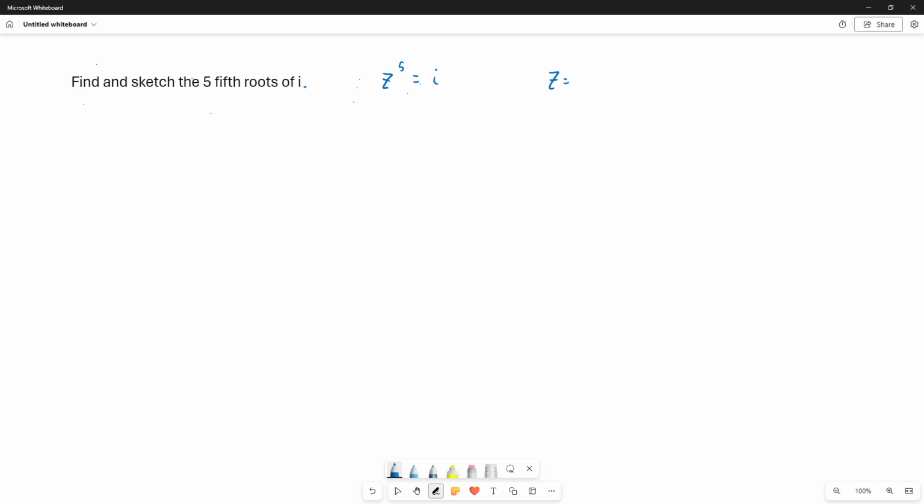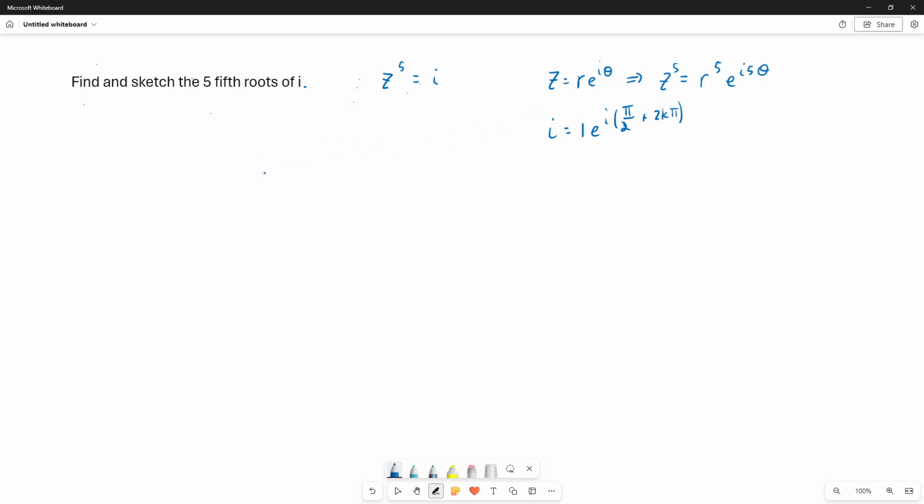So if z is equal to r e to the i theta, then that means that z to the fifth is going to be r to the fifth e to the i 5 theta. So we want to set that equal to i. We should write i in the polar form also. i is equal to 1, that's the modulus of i, times e to the i, and the argument for i is pi over 2 plus 2k pi.